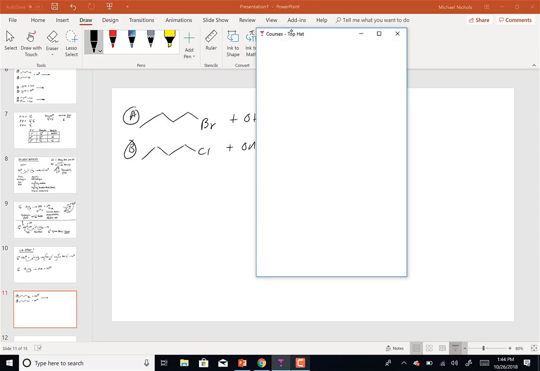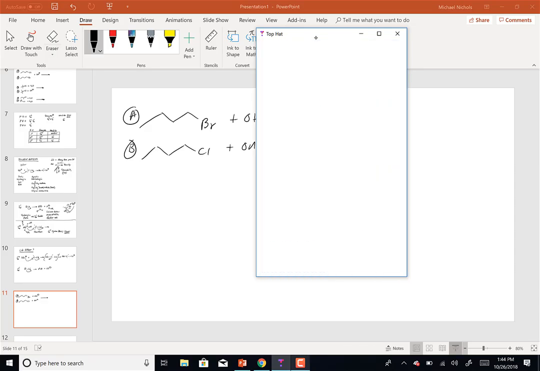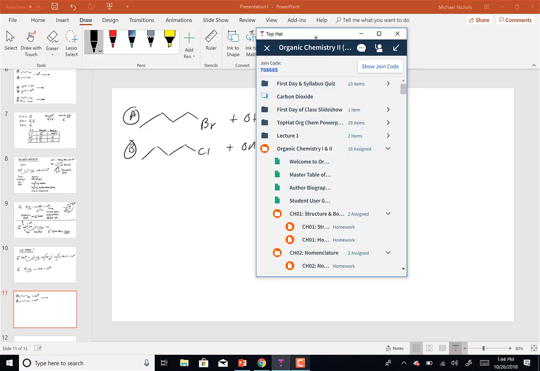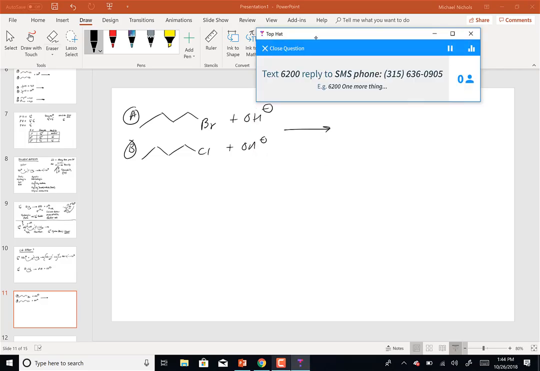Let me change classes. And my question is going to be, which one of these two reactions occurs faster? A or B, or if they occur at the same rate, I'm going to call it C. So which reaction occurs faster? Reaction A, reaction B, or they occur at the same rate, which is C.